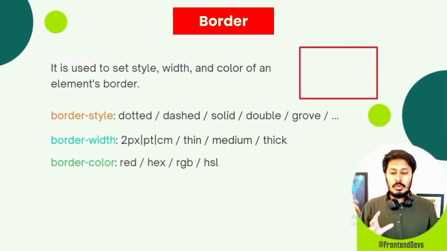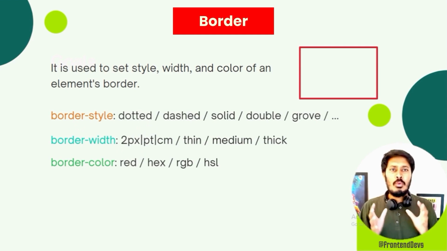And finally, we have border color. For border color, we can go with any color option. We can go with the predefined color, the hex color, or the RGB or HSL that we just discussed. When we are going with the border, it is a combination of these three important properties.